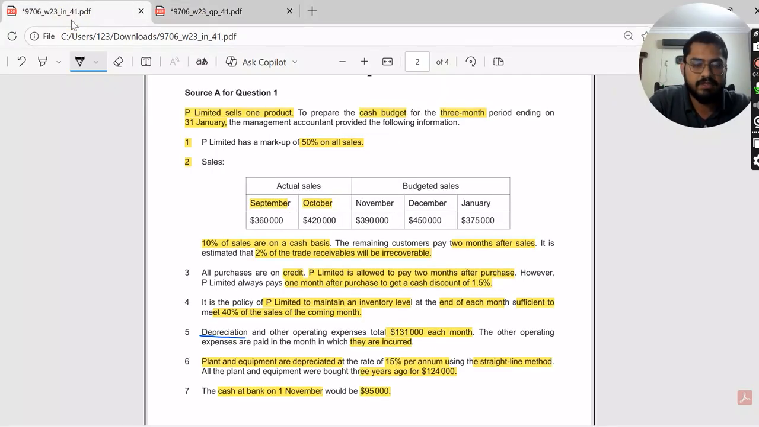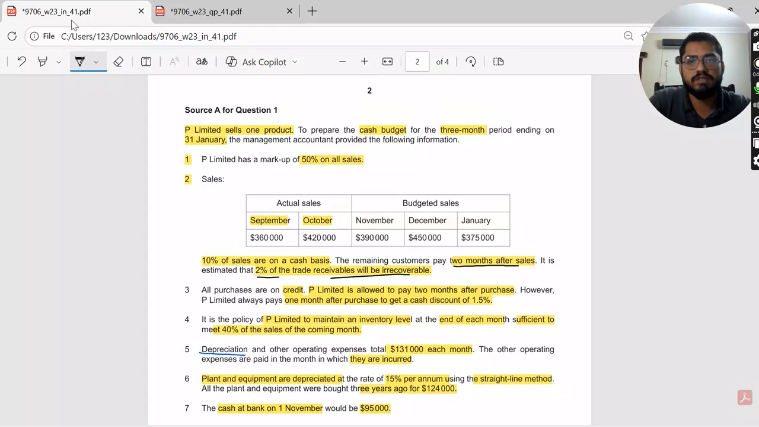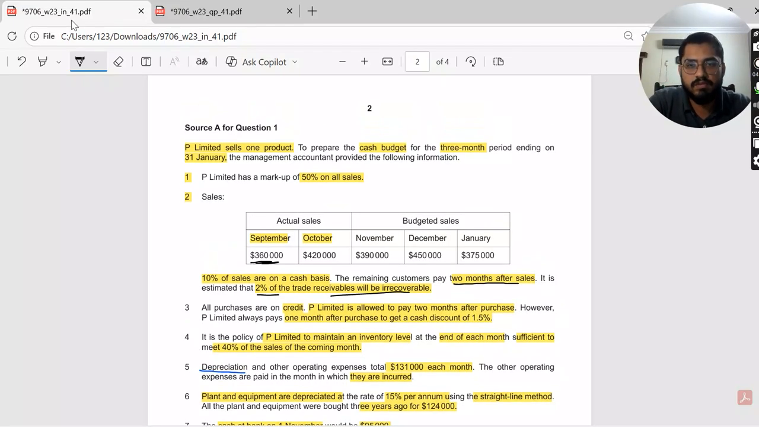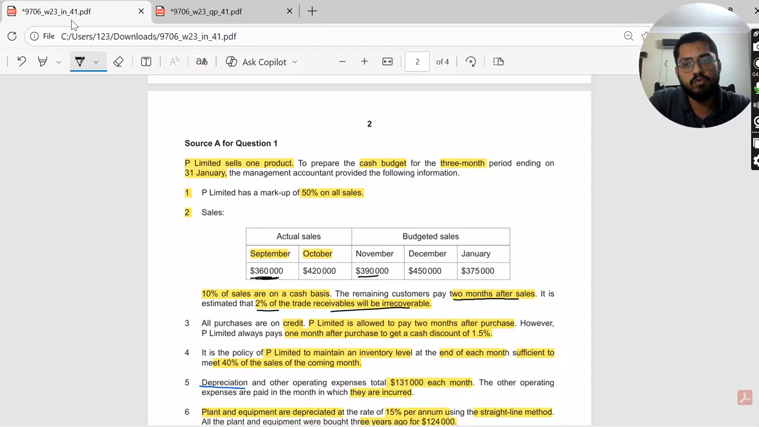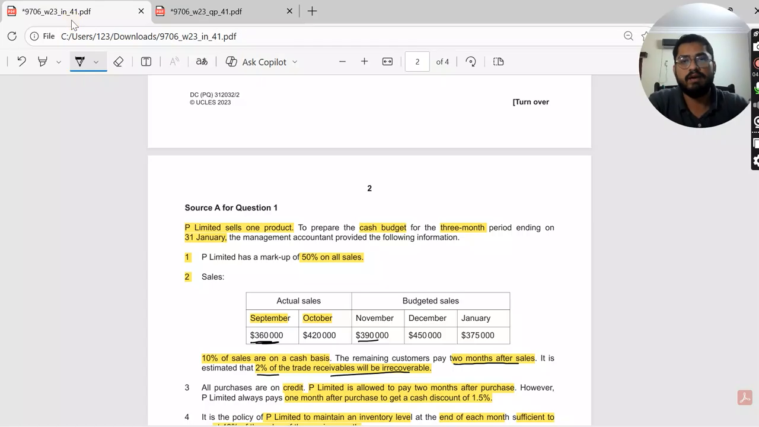Further it says that the remaining customers pay 2 months after sales, and it is estimated that 2% of the trade receivables will be irrecoverable. So what we have to do over here is that, in the month of November we'll be receiving 90% of the sales that were made in the month of September, but 2% of those sales will also be treated as irrecoverable. So if I have to calculate this amount, I'll take 360,000, multiply it with 90%, and then whatever the amount is, I will take 98% of this amount. So I'll multiply it with 0.98 or 98%.